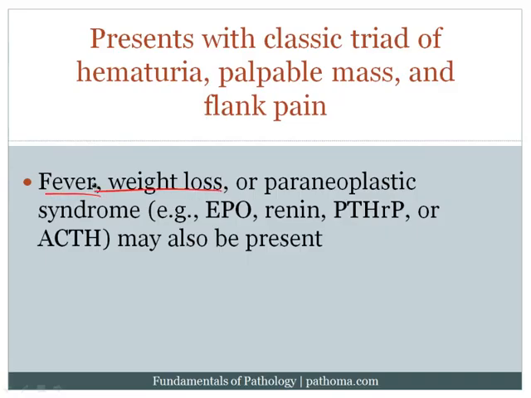Now, one of the very high yield points to note concerning renal cell carcinoma is that it can produce multiple paraneoplastic syndromes. For example, it could release erythropoietin, causing a reactive polycythemia. It could release renin, causing hypertension. It can release parathyroid hormone-related peptide, causing hypercalcemia. Or it can release ACTH, causing Cushing syndrome. So it's very important to note that renal cell carcinoma can produce many different paraneoplastic syndromes. Again, that's particularly high yield to bear in mind.